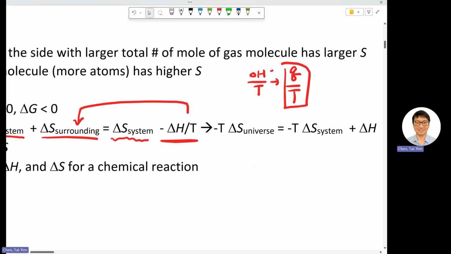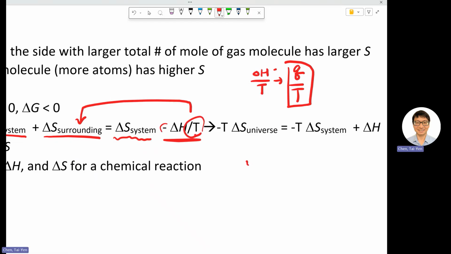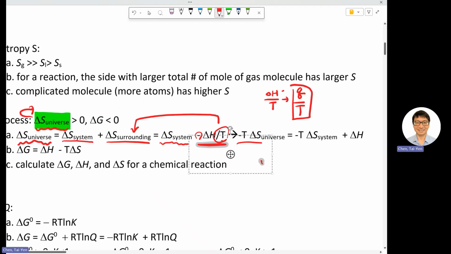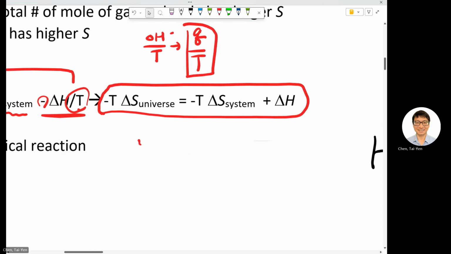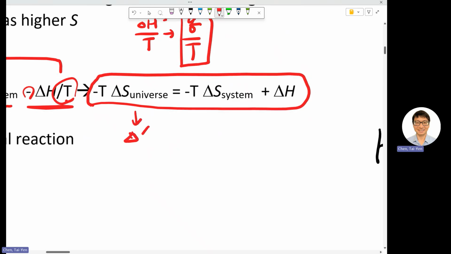So once you write these things, then you can multiply this negative T on both sides for your delta S universe. So you end up with this equation. Then we define this negative T times your delta S universe as your delta G, the Gibbs free energy. That's the definition, and it's going to compose negative T delta S system plus your delta H.